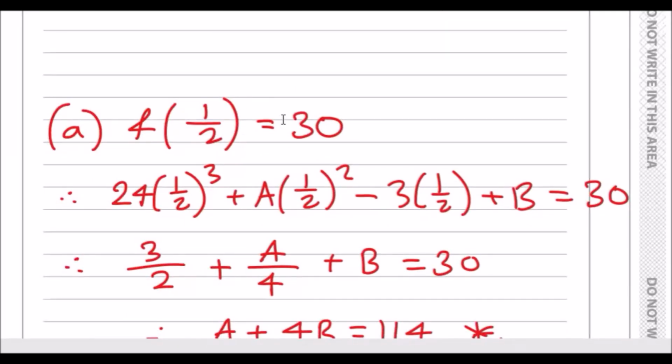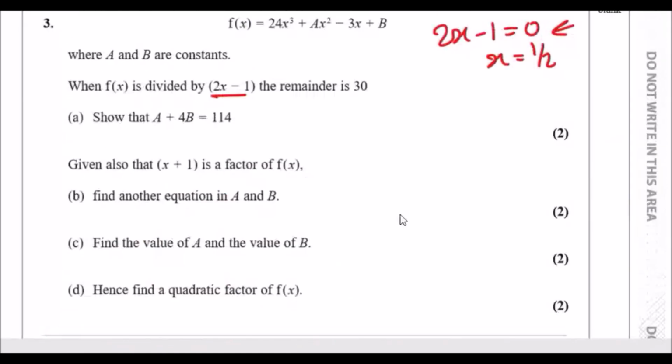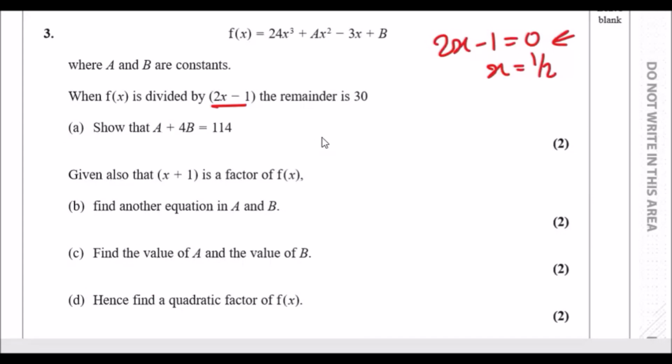And that's what I did here. So this is the opening statement, and this is what you have to do. Now just literally multiply. So I just put this in my calculator. I put 24 times half to the power 3 minus 3 times half, and it gave me 3 over 2. Half to the power 2 is a quarter, so a over 4, and you still have b. And then just rearrange it nicely. I just subtracted 3 over 2 across, so 30 minus 3 over 2. And then I multiplied the whole equation by 4, and I got this nice simple expression here. And that's exactly what they want: a plus 4b equals 114.